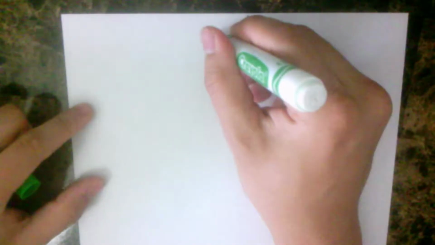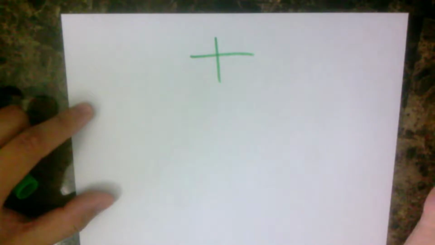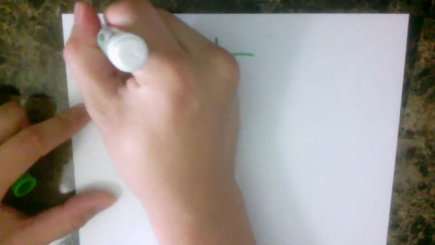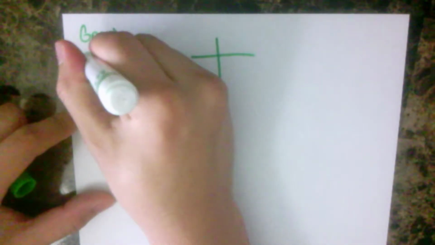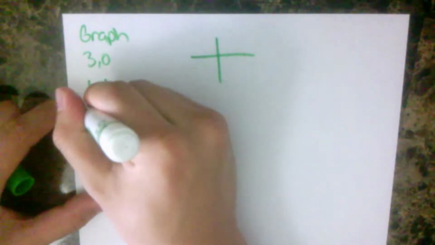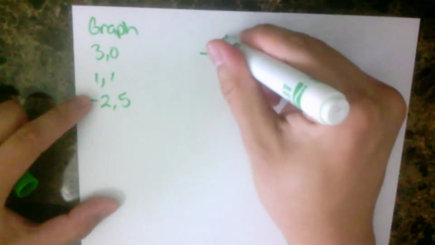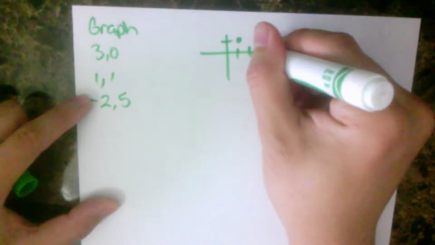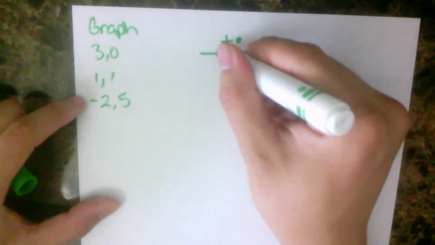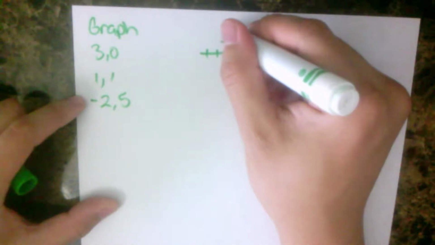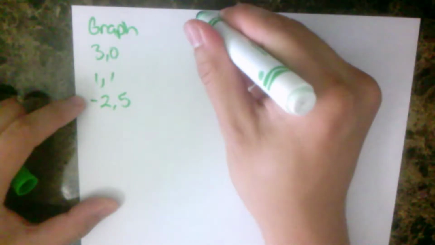So graphing dots and lines. First off, on your test, you're definitely going to get a problem that is really, really simple. I'm just going to give you a coordinate plane, and then I'm going to ask you to graph, I don't know, 3, 0, 1, 1, and negative 2, 5. It's going to ask you to graph a couple of dots. So 1, 1, 3, 0, and then negative 2, 5. Well, it'd be up there somewhere. We're just going to do that.